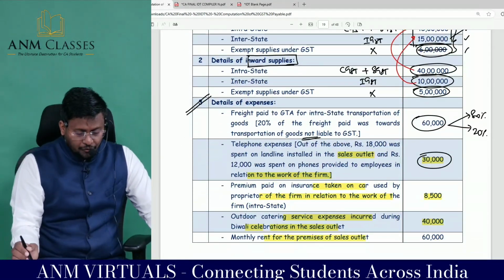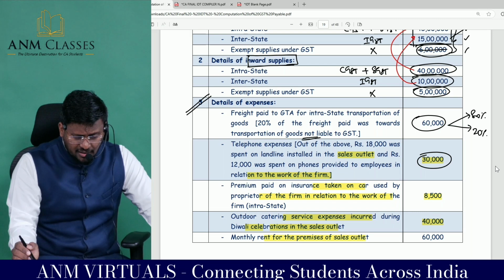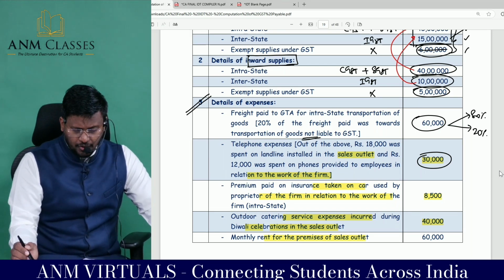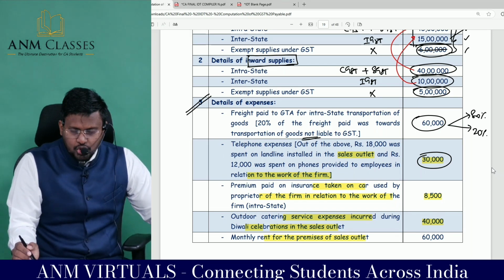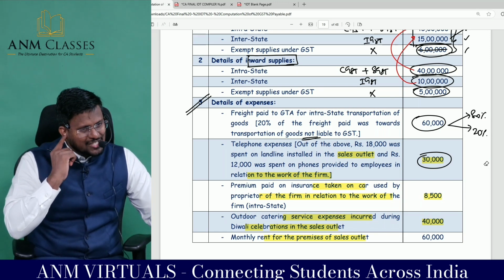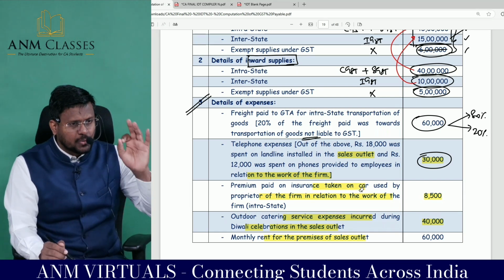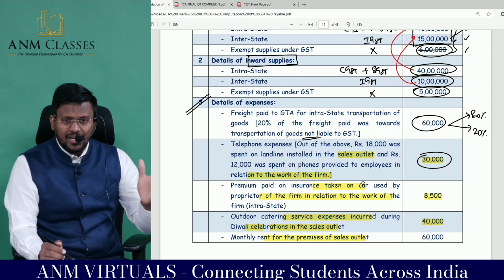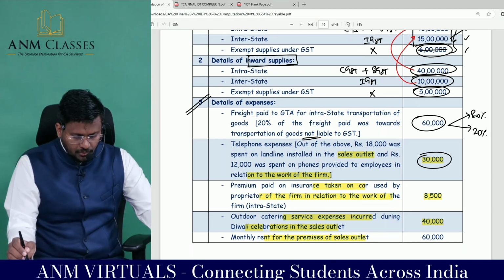Details of expenses. Freight paid to GTA for intrastate transportation of goods. 20% of the freight was paid towards transportation of goods not liable to GST. So 20% was for exempt supply. So we can assume that the remaining 80% is exclusively for taxable supply. That's it, man. So 20%, sir, leave it.